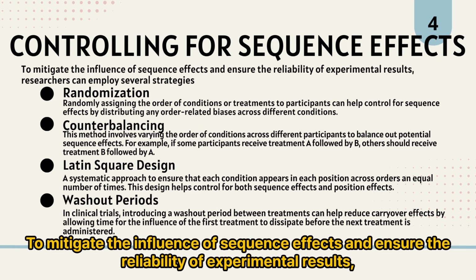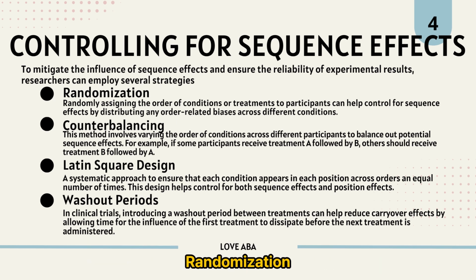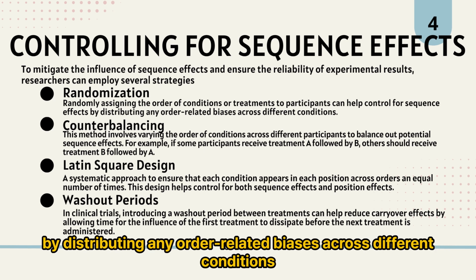To mitigate the influence of sequence effects and ensure the reliability of experimental results, researchers can employ several strategies. Randomization. Randomly assigning the order of conditions or treatments to participants can help control for sequence effects by distributing any order-related biases across different conditions.